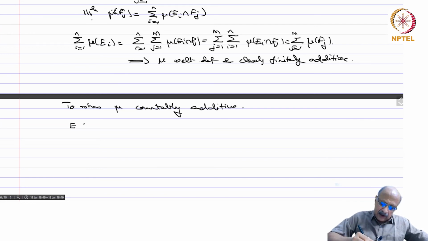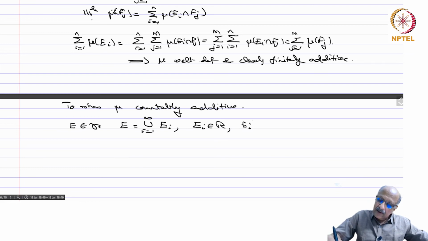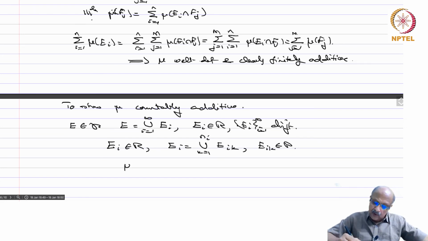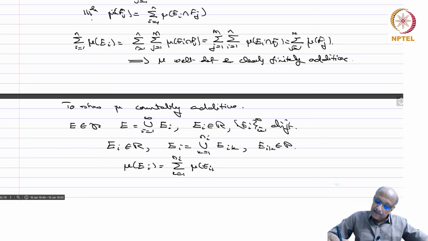So we take E in R, and E equals the union over i equals 1 to infinity of E_i, with E_i in R and the E_i disjoint. Each E_i belongs to R, so E_i equals the union over k equals 1 to N_i of E_ik, with E_ik in P. And mu of E_i is equal to the sum over k equals 1 to N_i of mu of E_ik, by definition.